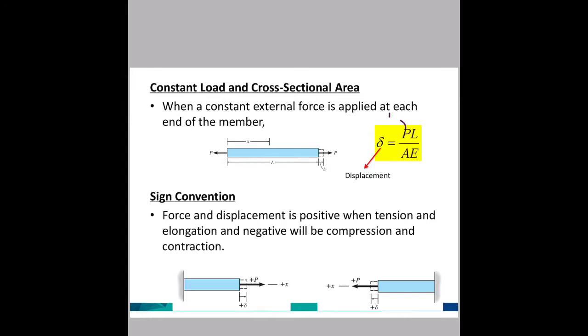P here is the load, a force, L is the length, A is the area, and E is the modulus of elasticity that you get from the stress-strain diagram. When a constant external force is applied at each end of the member, then you can have the displacement here. For example, when you stretch the bar, it becomes deformed, and when it is deformed, it has some displacement. For example, a rubber band. When you pull the rubber band, you give a force to it, then it elongates. The displacement, or the change in length, final length minus original length, is what we would like to calculate.